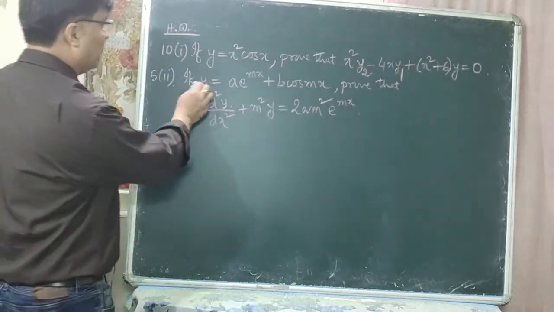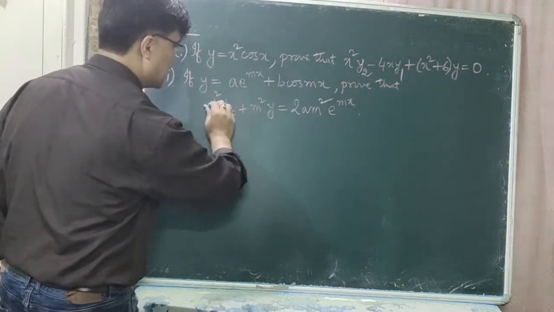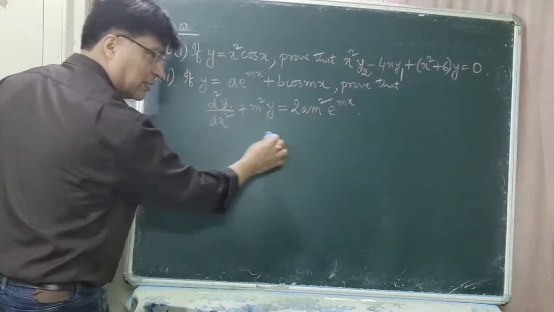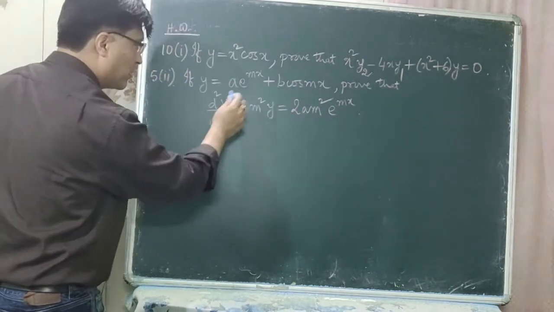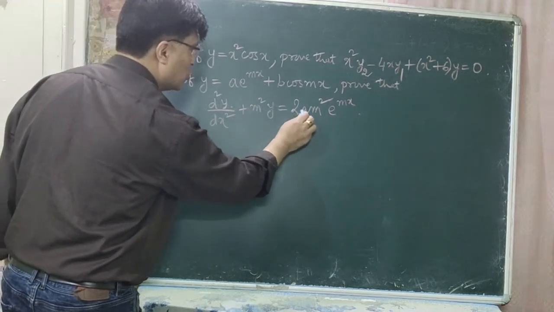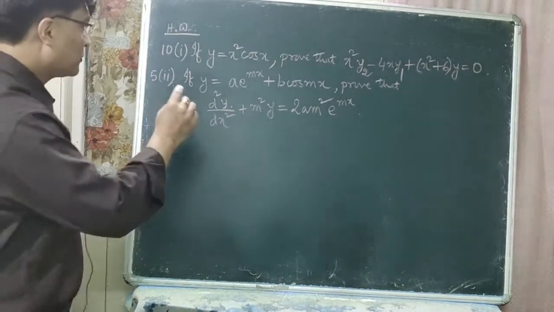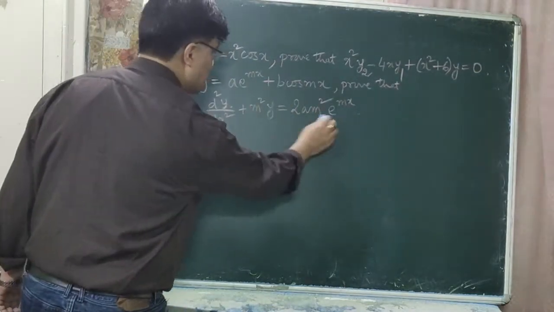Okay. So if y is equal to a e to the power mx plus b cos mx, then prove that you have to prove this equation. That is in terms of second order derivative. That is d2y by dx square plus m square y is equal to 2a m square e to the power mx. Right? So from the given, you have to prove this relation.